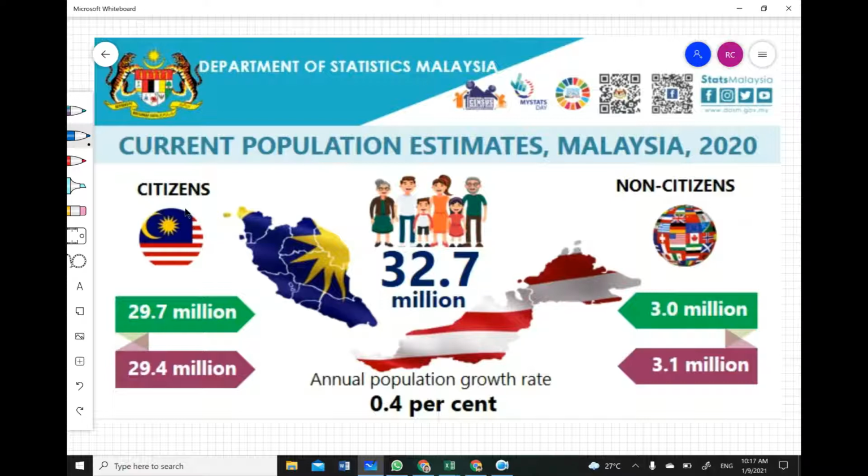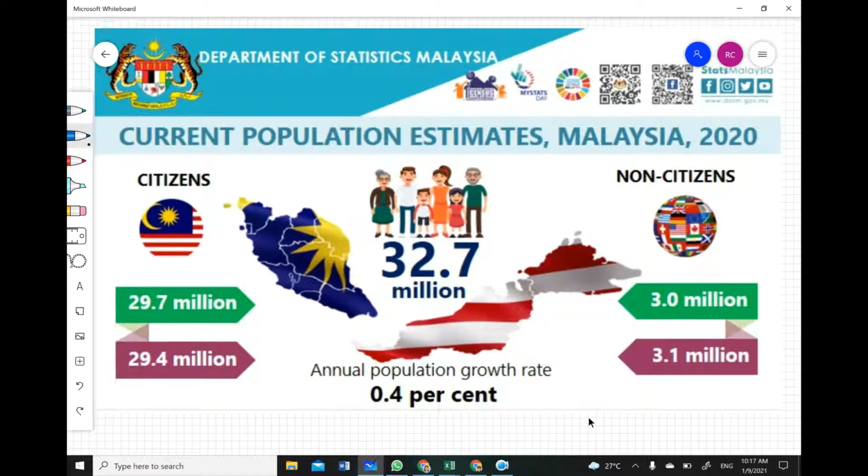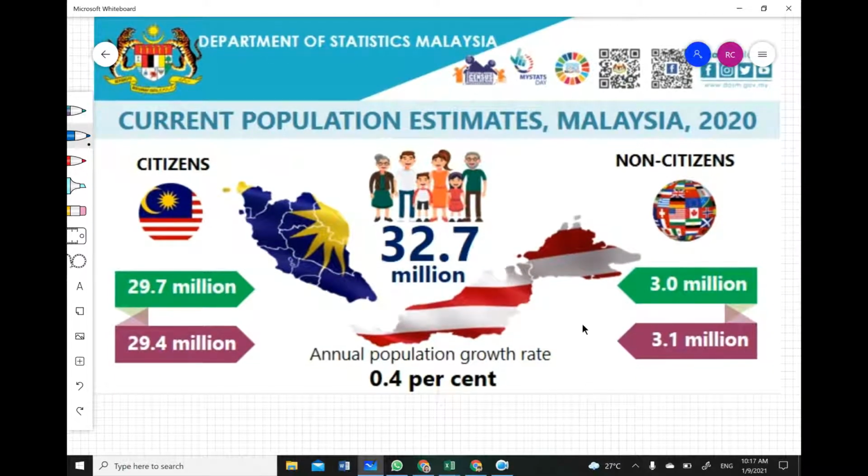So out of the 32.7 million, the citizens of Malaysia consist of 29.7 million. And then for non-citizens over here, the non-citizen consists of 3 million. Okay, what is the difference between the green and the purple one over here? Actually, it's the growing of the population, meaning, I think most probably it's from 2019 to 2020.